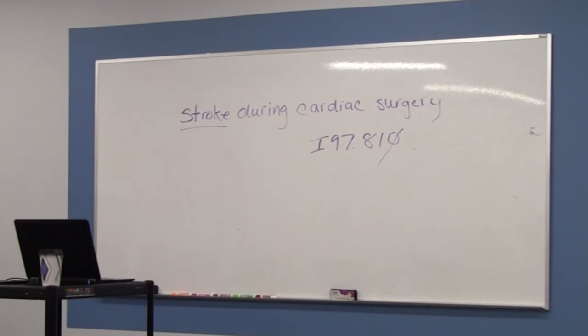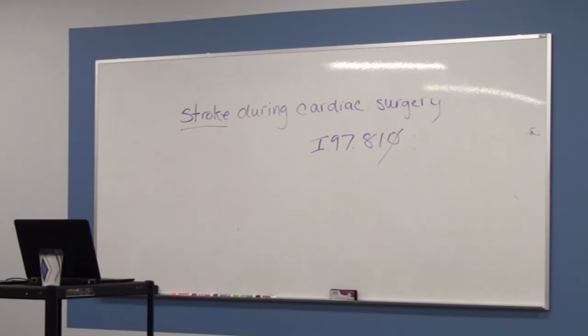So, I need one more digit, so I come down to I97.81, right? Okay. Now it says intraoperative cerebrovascular infarction, which is a stroke, right? You don't want to infarct anything either, that's bad. But there's another bullet point next to it, right? Okay, means I need another digit.